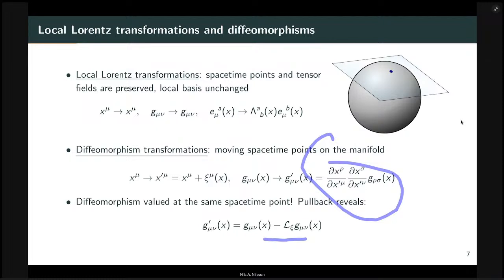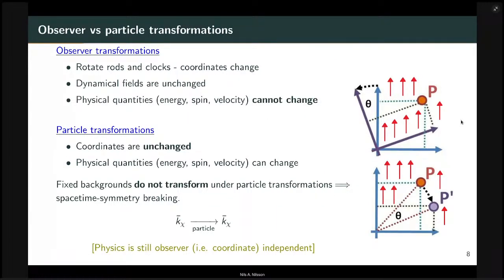So we have to generalize the type of transformations that we allow. They are exactly the observer and particle transformations. So observer transformation is exactly a passive transformation. You rotate your rods and clocks, you rotate coordinates, but you do not change any dynamic field. Particle transformation is a generalization of an active transformation, where coordinates are not changed, but you change physical quantities. However, any static background tensor that breaks a space-time symmetry is not a dynamical field, not a physical quantity, and so it does not transform under the particle transformation. And this will give you exactly physical local Lorentz violation, physical diffeomorphism violation.